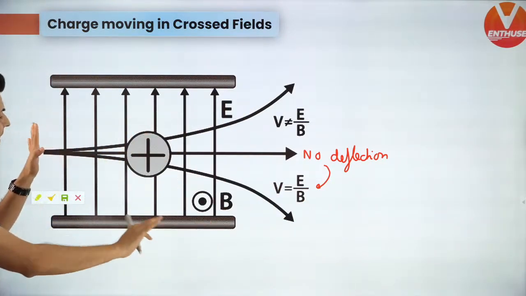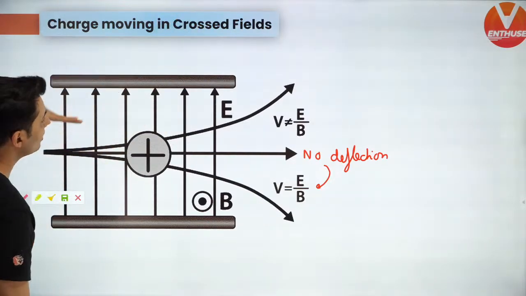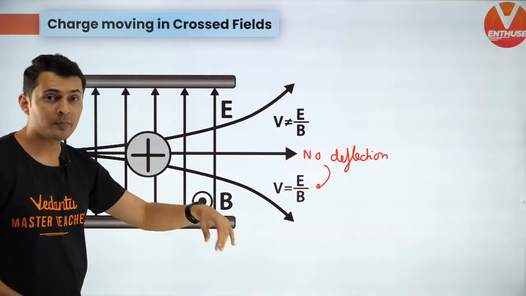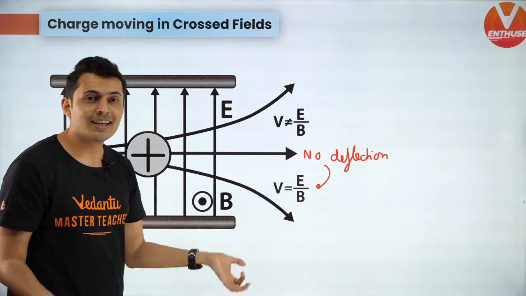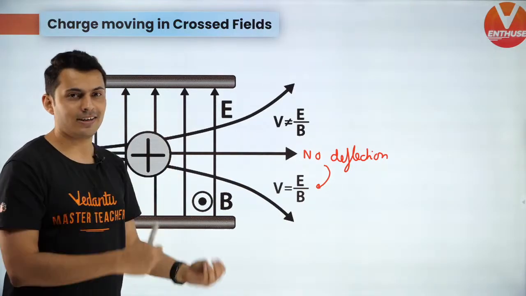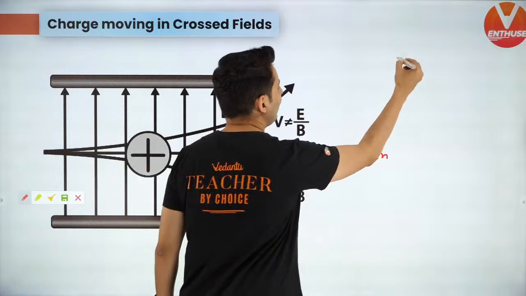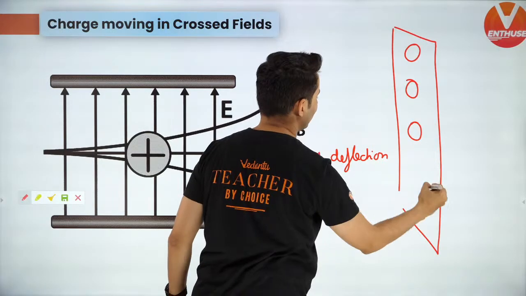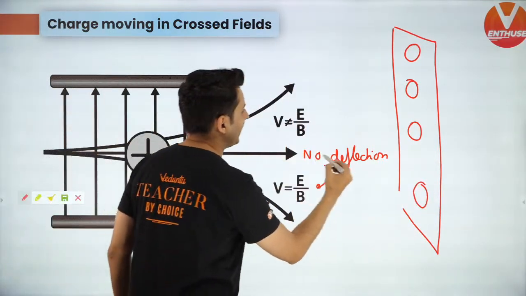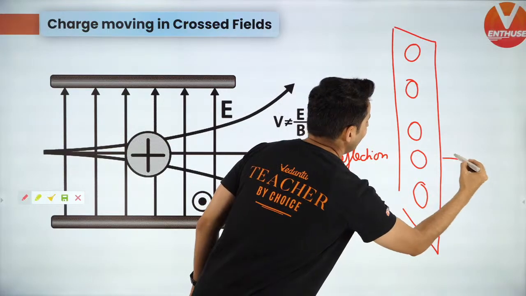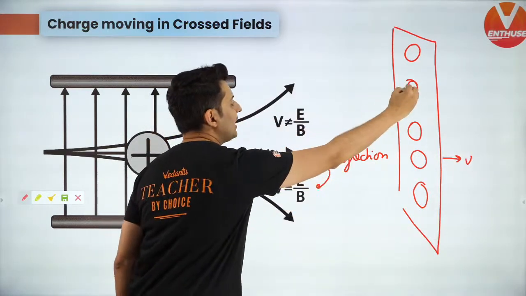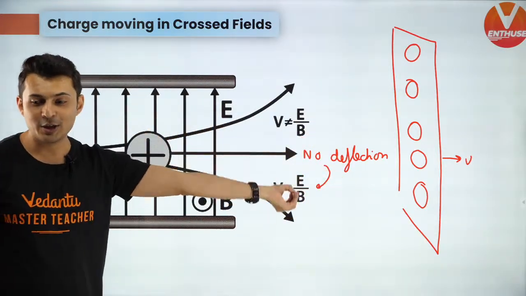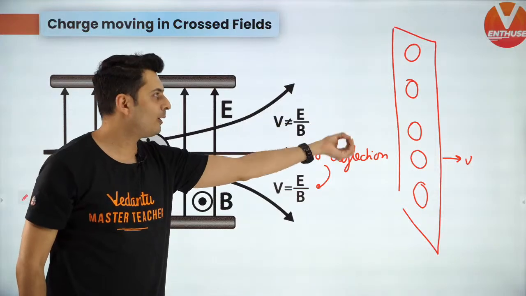For any other values of velocity, it will get deflected here or it will get deflected here, depending on whether the speed is more or whether the speed is less. That tells me I can use this as a velocity selector. Imagine if I have a piece of cardboard here and there are holes made over here like this. All those particles which pass through this hole will have this velocity. All the particles which pass through this hole will have higher velocity. All the particles which pass through this hole will have lower velocity. So I can use this like a particle velocity selector.